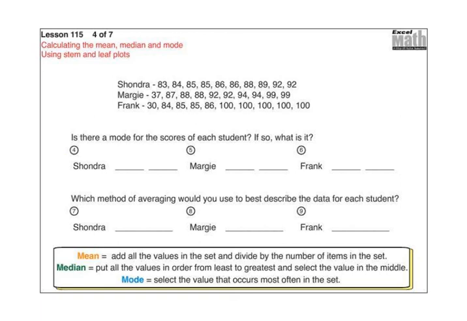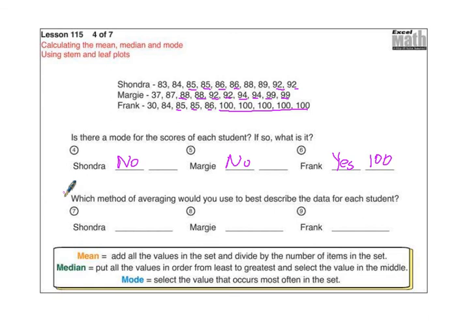All right, so for Chandra, we have 2 85s, 2 86s, and 2 92s. So there's no winning number. There's no mode for that set. Margie, we have a couple of 88s, a couple of 92s, a couple of 94s, and a couple of 99s. There is no mode. Frank, we have 85, 85, and look at all those hundreds. 100 is obviously the most popular number, so the answer is yes, there's a mode, and 100 is that mode.